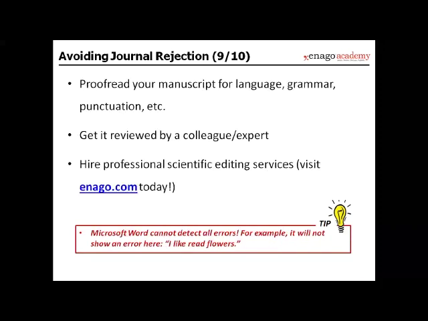Now, it is very important to proofread your manuscript for language, grammar, punctuation. Many times what happens is journal reviewers reject the manuscript right away. They reject the manuscript upfront as soon as they see that it is full of grammar errors and punctuation errors and all of those things. So you can always get your manuscript reviewed. A colleague can review it or an expert can review it. If you're a PhD student, your advisor can review it.